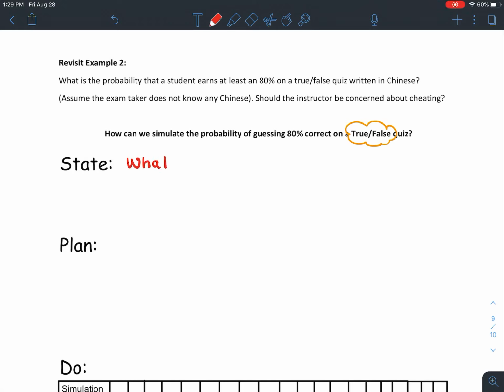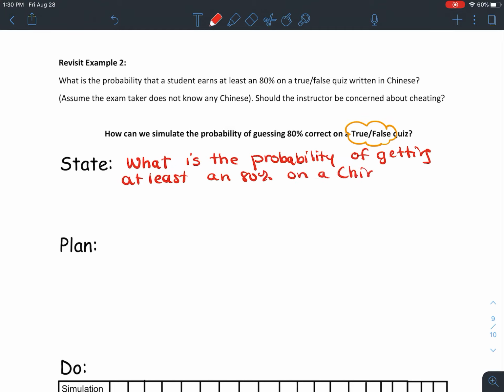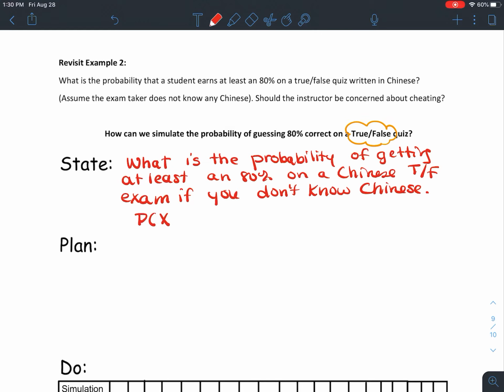Now we get to do a problem really from scratch here. For the state part, we're really just wanting to rephrase what it is that we're after. Well, we want to know what is the probability of getting at least an 80% on a Chinese true-false exam if you don't know Chinese.